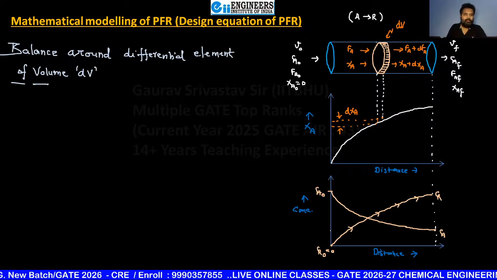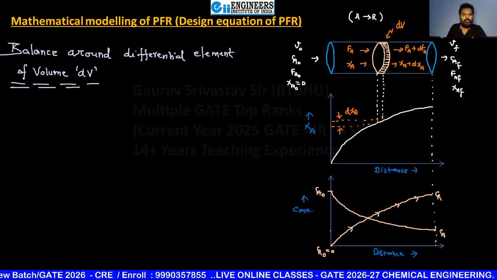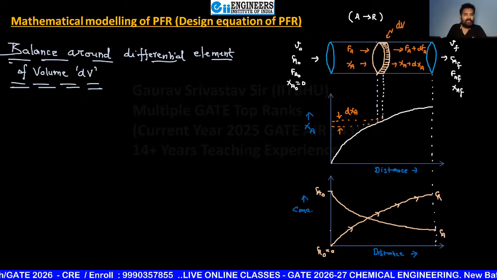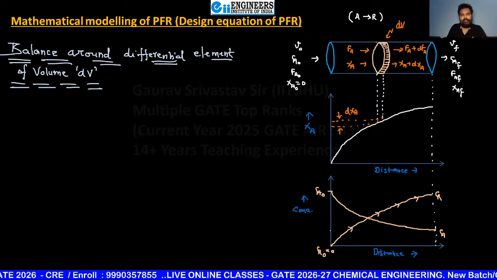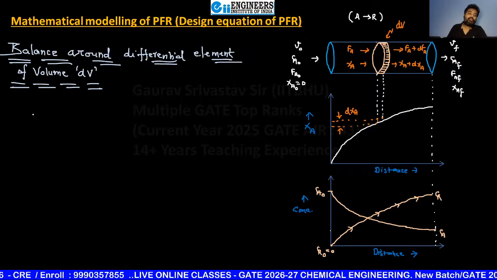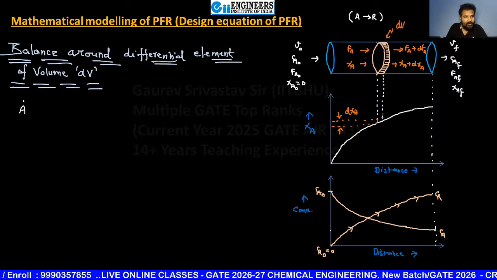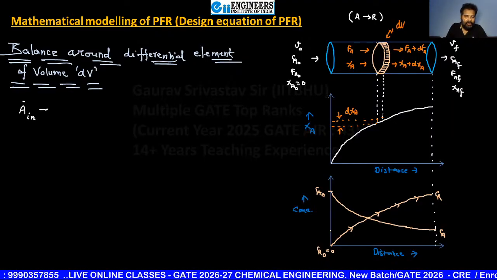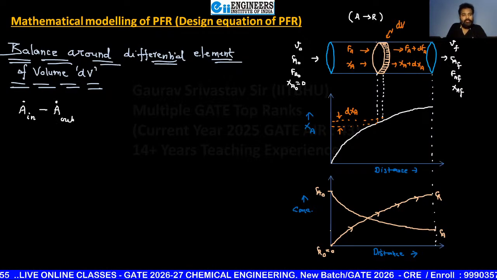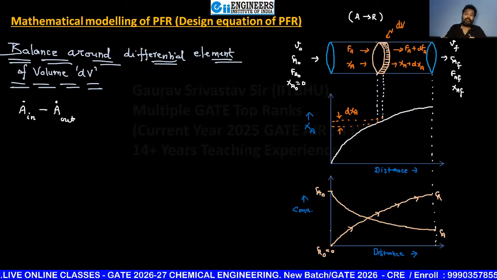Now balance around the differential element of volume dV. Clearly, anytime whenever you are going to write balance, the rate of A into that differential volume dV minus the rate of A, this dot represents rate of A exited from that differential element dV.